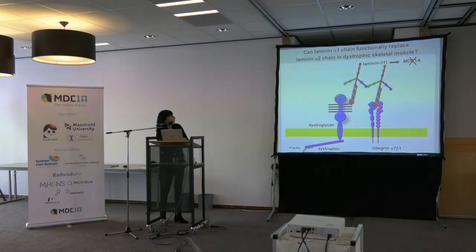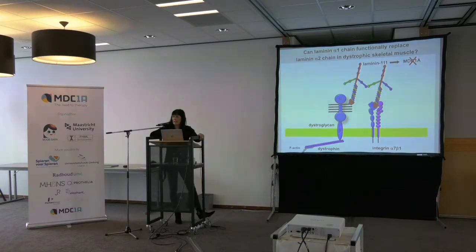So this laminin 111 binds to dystroglycan. This is the cell surface receptor. It also binds to integrin alpha 7 with similar high affinity as laminin alpha 2 chain. And then we were asking, can MDC1A be prevented in animals?